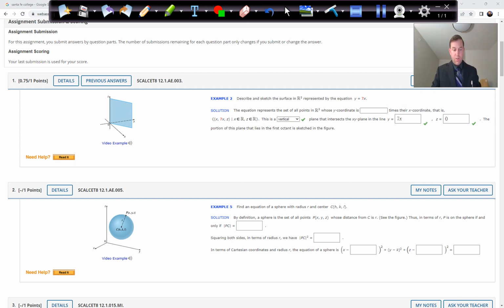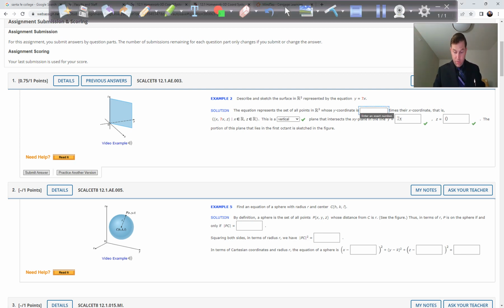Right, in Chapter 12, Section 1, we're going to review some three-dimensional pictures and coordinate systems. It says, describe the sketch of the surface in R3. R3 means in 3 dimensions, represented by the equation y equals 7x. Well, y equals 7x would be a plane described by the line whose y-coordinate is 7x. Oh, just 7, actually. 7 times the x-coordinate.